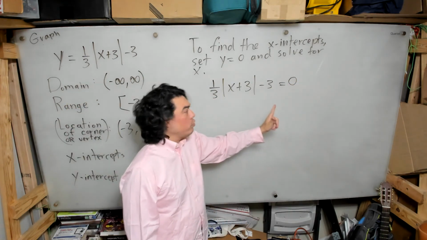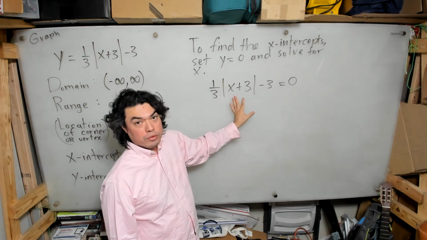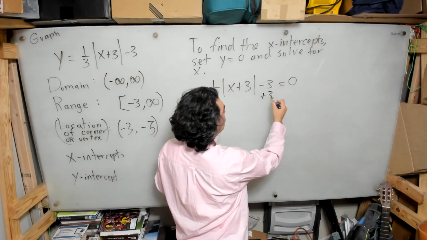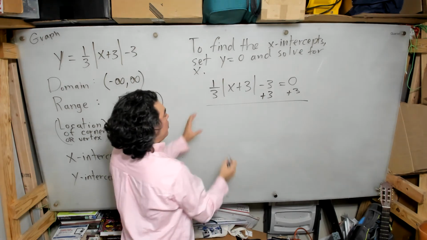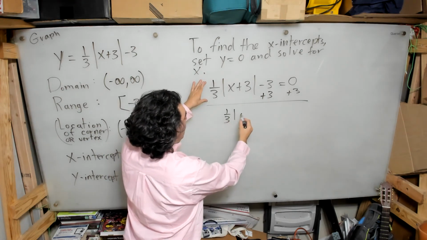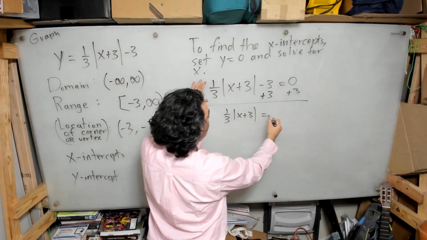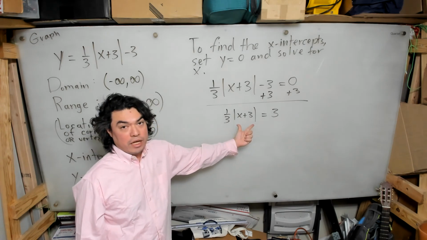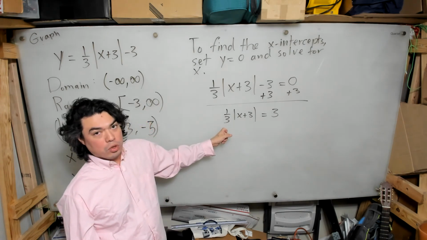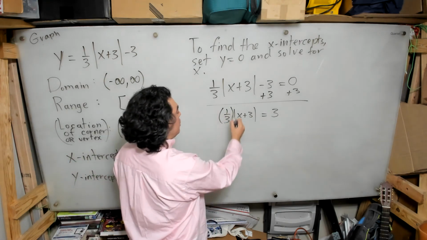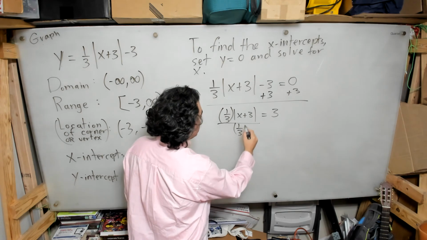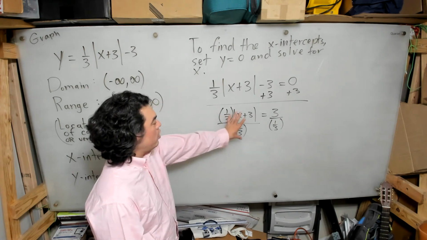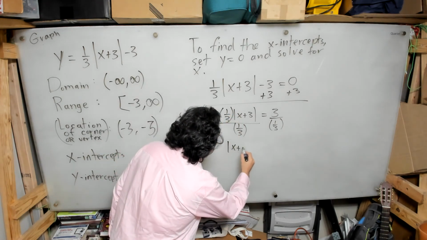Now, the first thing I'm going to do is get the absolute value term by itself. So I'm going to have to add 3 to both sides. Plus 3, plus 3. So I get 1/3 absolute value of x plus 3 equals positive 3. Is the absolute value term by itself yet? No. It's being multiplied by 1/3. So what I can do is divide both sides by 1/3. So on this side, I'm left with just the absolute value of x plus 3.